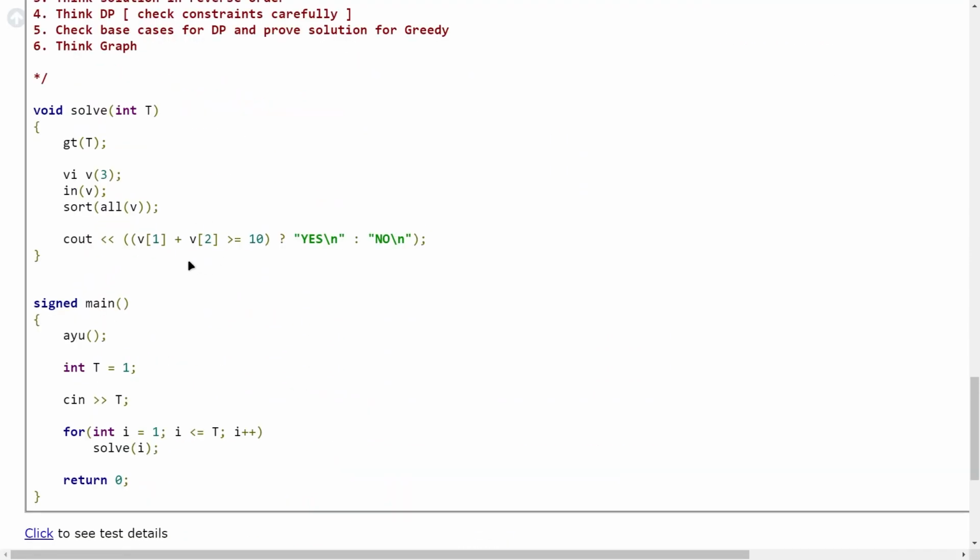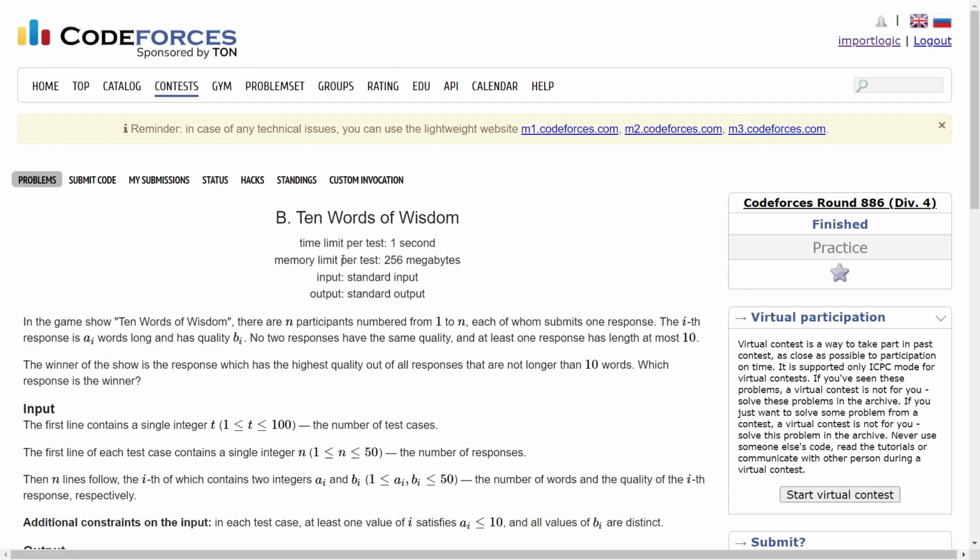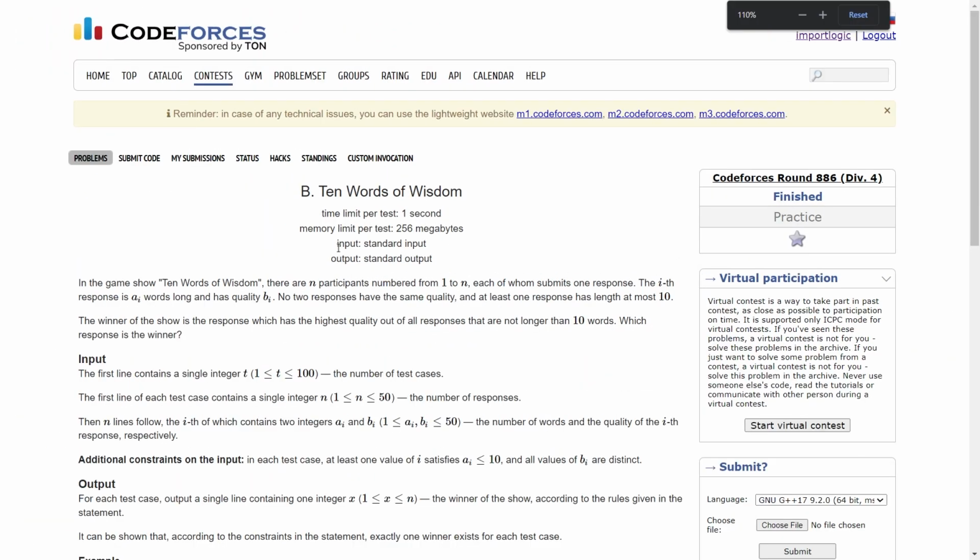How I implemented it during the contest was, I took 3 integers as input in a vector, I sorted the vector, and I took the last 2 elements. If their sum was greater than or equal to 10, I just print yes, otherwise I print no. So this was the solution to the first problem. Now let us have a look at the second problem.